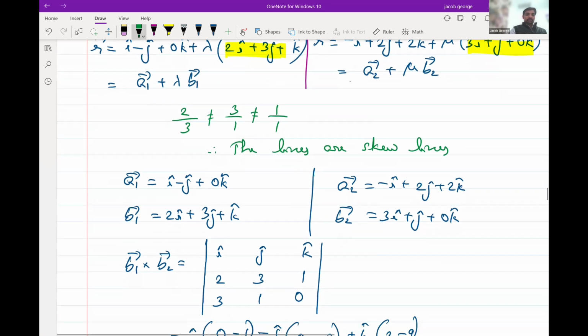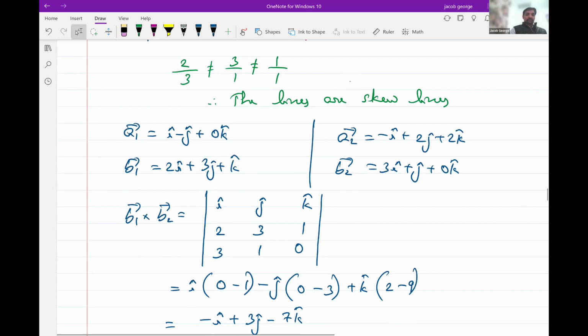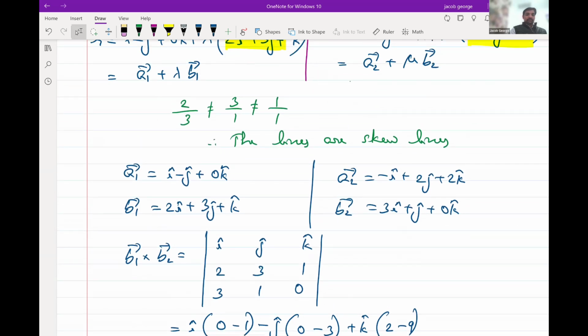Yes. So after getting this, we find b1 cross b2. Cross product is a determinant. Remaining part, all of you know how to proceed, right? This type of question, those who are not confident enough, please write and practice, because these are all sure and scoring questions in the examination.